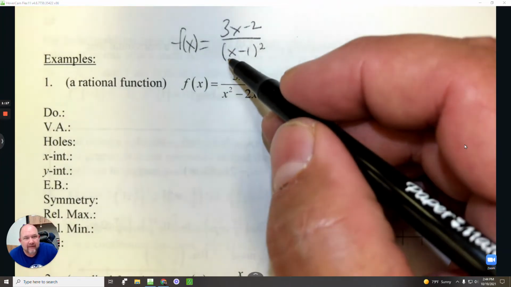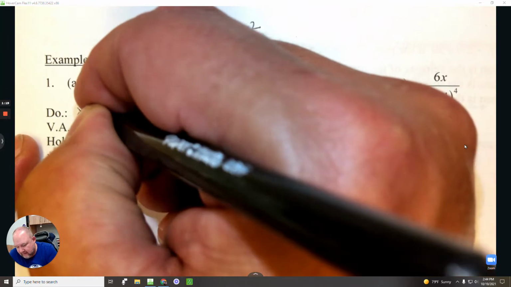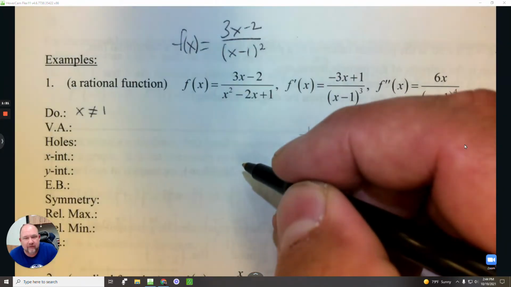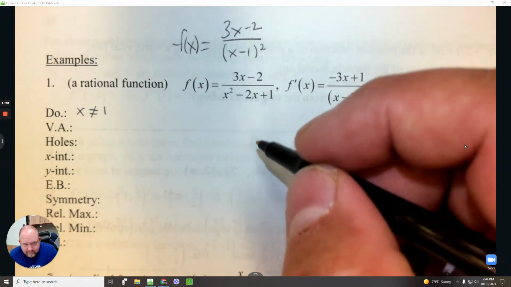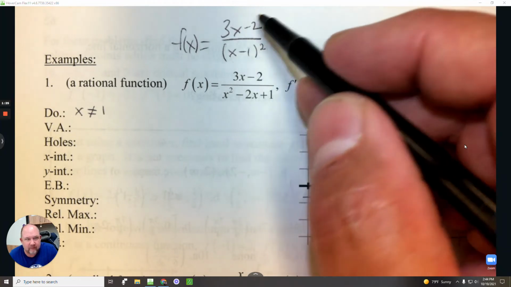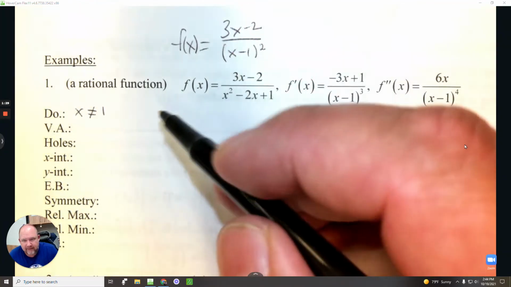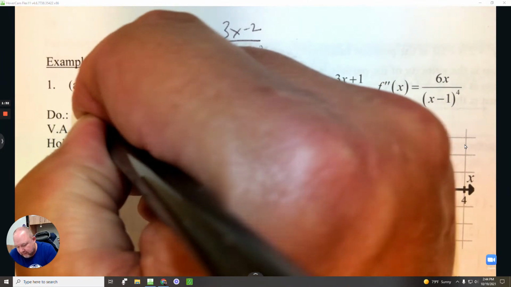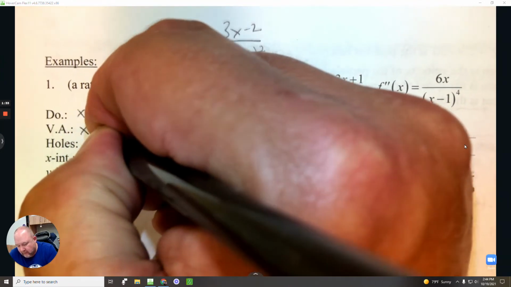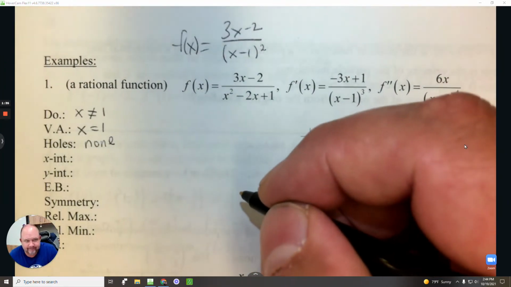So when I look at the denominator, x cannot equal +1 because that would make it 0 in the denominator. There's nothing that reduces down. So nothing is removable, so that 1 creates a vertical asymptote, and that means there's no holes because nothing's removable.